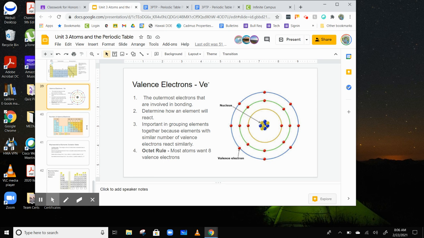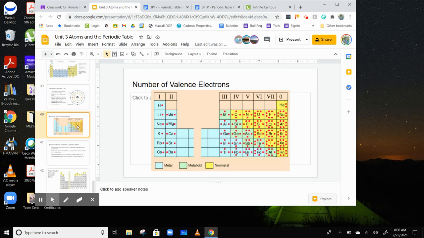And then we'll talk about how many valence electrons each group has. So group 1, 2, 3, and so on and so forth. We're only talking about here the representative elements. Remember, the main group are representative elements of the first 2 groups and the last 6.